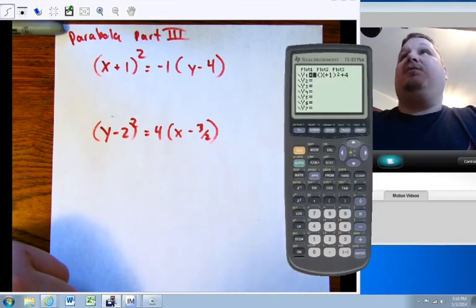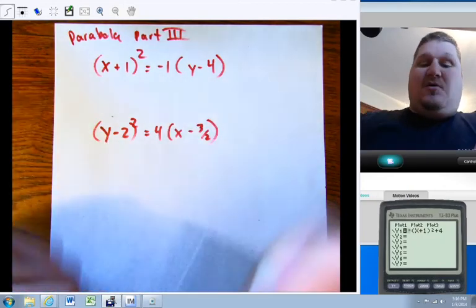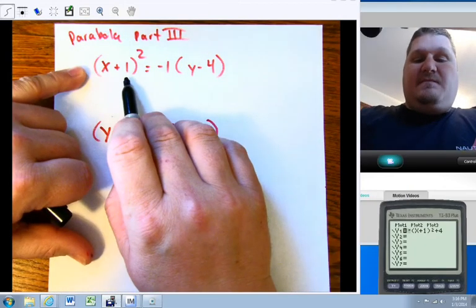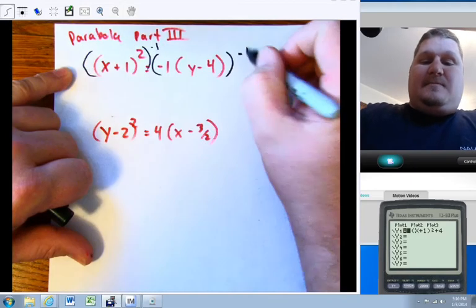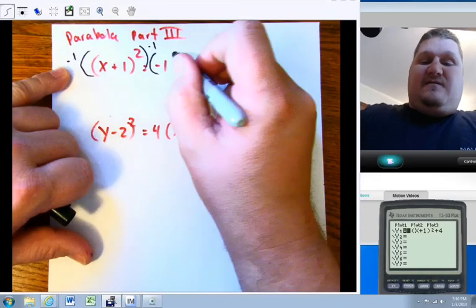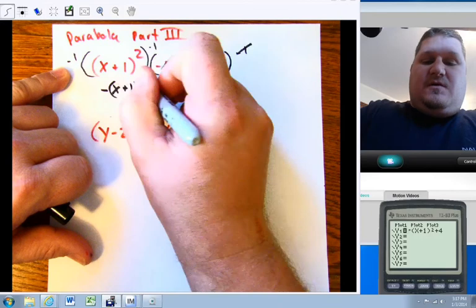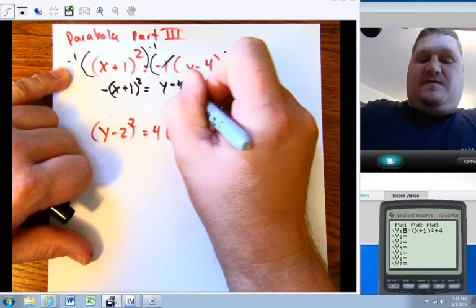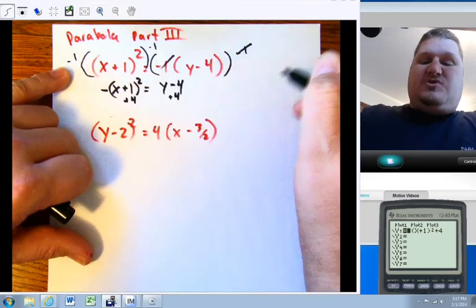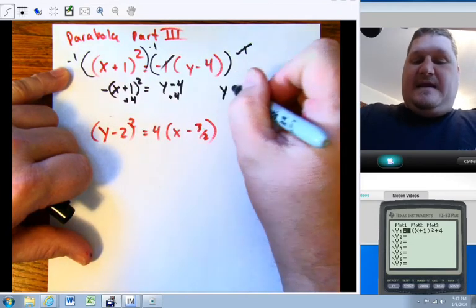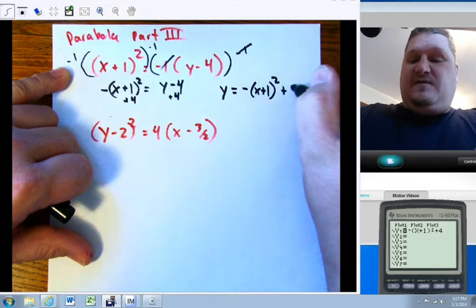To do that, however, when we go to a calculator, we're going to have things in terms of y equals. So, in our case, what we're going to need to do is let's solve this for y. Now, the easiest thing to do is multiply both sides by -1. That takes care of this, and we get negative x plus 1 quantity squared equals y minus 4. Well, to solve that problem, add 4 to both sides. So my final equation is y equals negative parenthesis x plus 1, the quantity squared, plus 4.